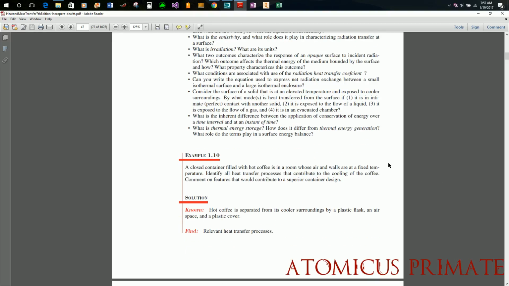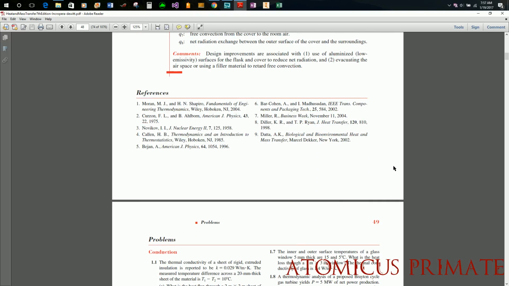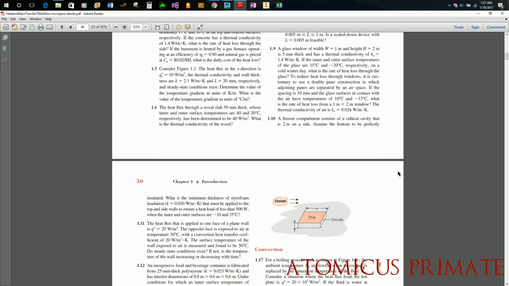And then there's an example after the review. And the references, and then the problems.